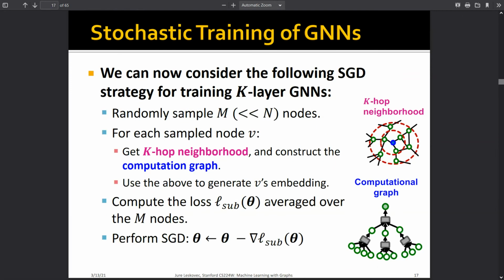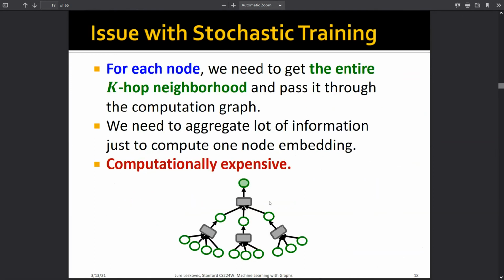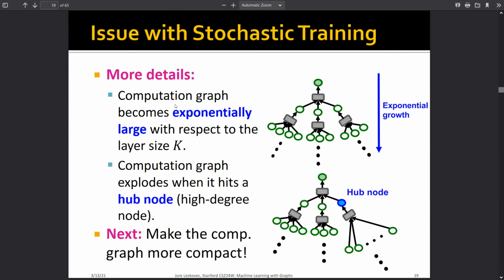Right. Okay. So for each node, we need to get the entire k-hop neighborhood and pass it to the computational graph. We need to aggregate a lot of information just to compute one node embedding, which is computationally expensive. Yes, okay. It becomes exponentially large with respect to the number of layers k. It explodes when it hits a hub node, a high-degree node, making the computational graph much larger.